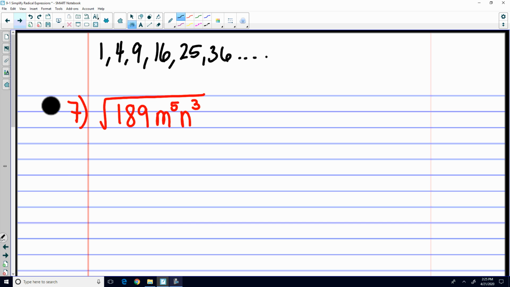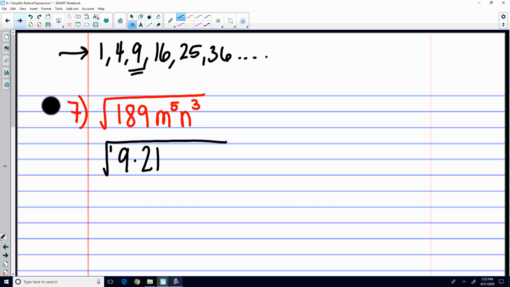And what I want to do is take my calculator and start dividing. So I have 189 divided by 4. I hope off the top of your head you realize that's not going to work. So let's take 189 divided by 9. Oh, that's 21. So I'm going to rewrite this as 9 times 21 because 9 is a perfect square. And think about 21. There's no more perfect squares left in it, so that's my biggest one.